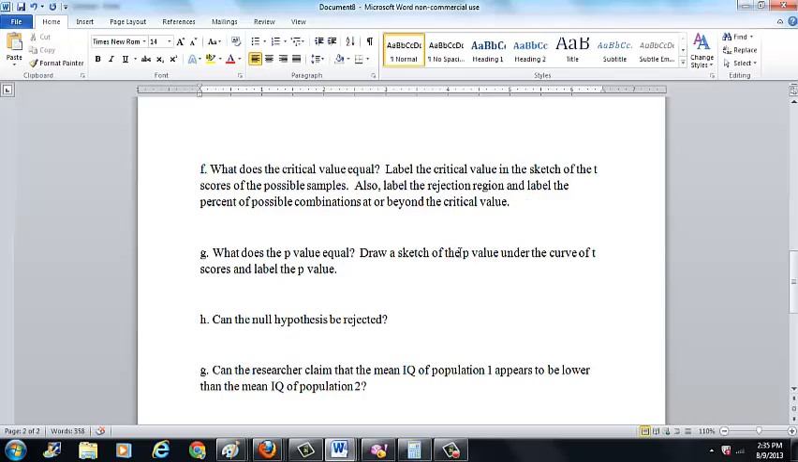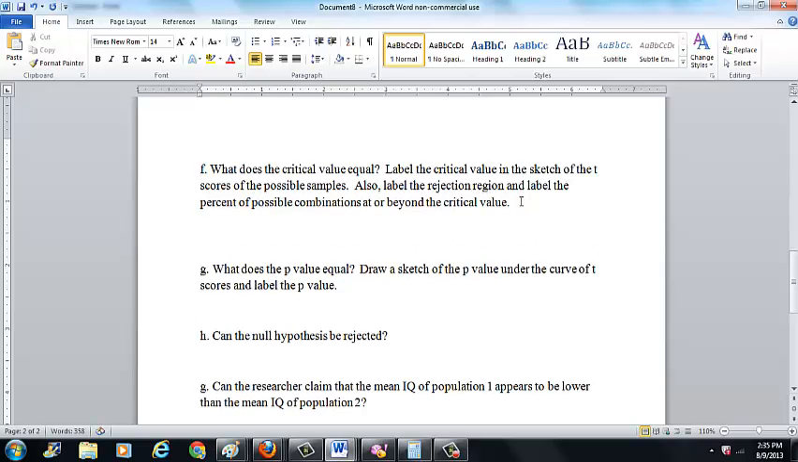And we're doing a two-tailed test, so actually we have two critical values. So you would say the critical values are negative 1.97 and 1.97. We need to label both of them.